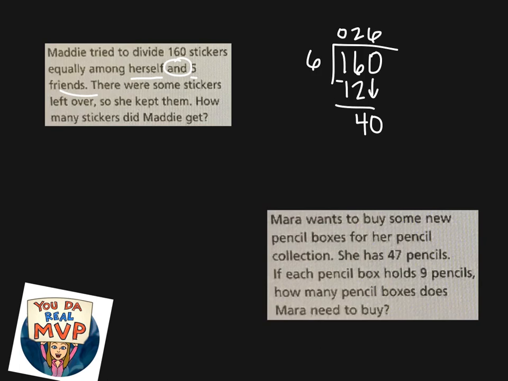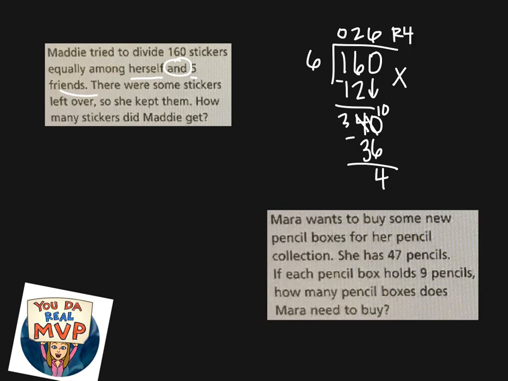6 times 6 is 36. Subtract. Ooh, can't do 0 minus 6. Have to borrow. All right, so 10 minus 6, 4. 3 minus 3, 0. No numbers to bring down, so this becomes my remainder.